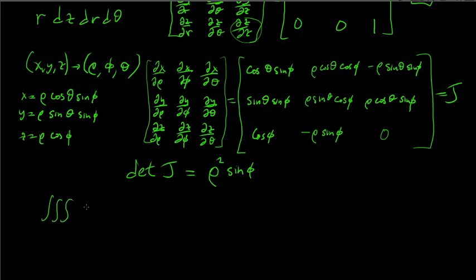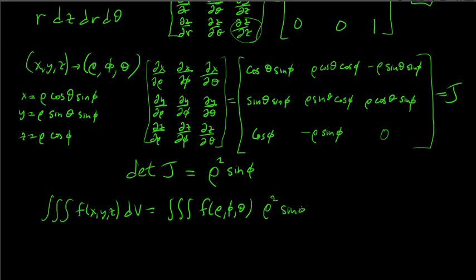And that should explain now why, when we switch from rectangular to spherical, that your dV is now rho squared sine phi d rho d phi d theta. I keep putting the theta first, although it really doesn't matter. So, yep, you're doing a triple integral, and this is your new dV. So don't forget the rho squared sine phi. Otherwise, it's just not going to work out correctly.